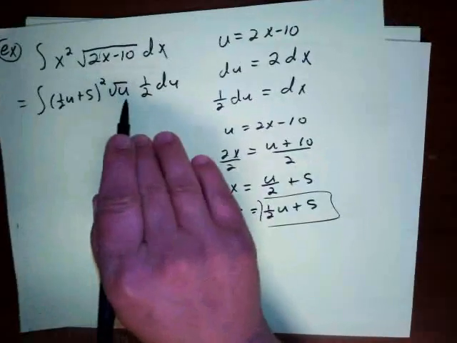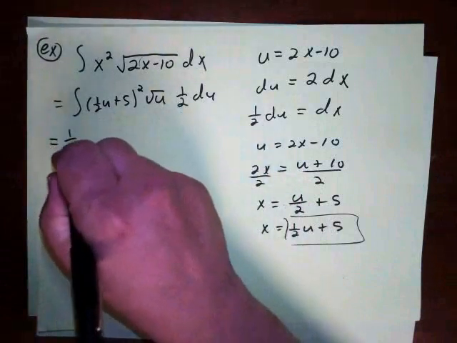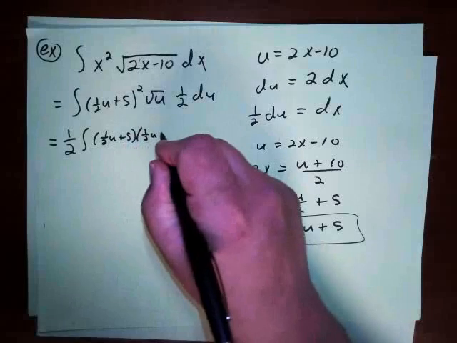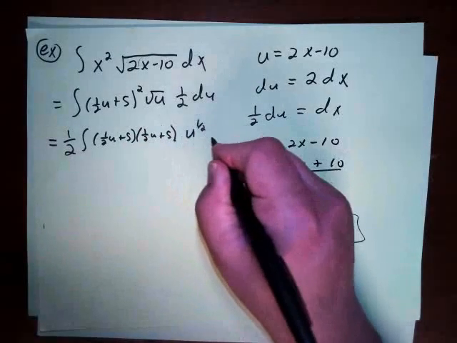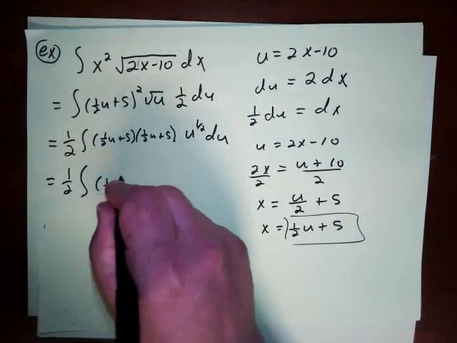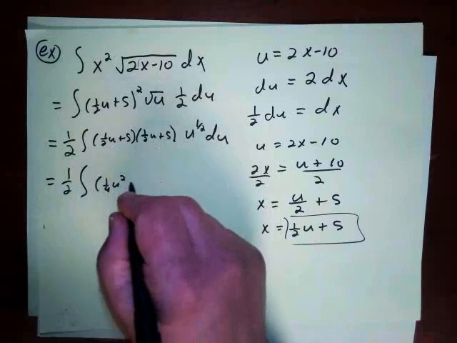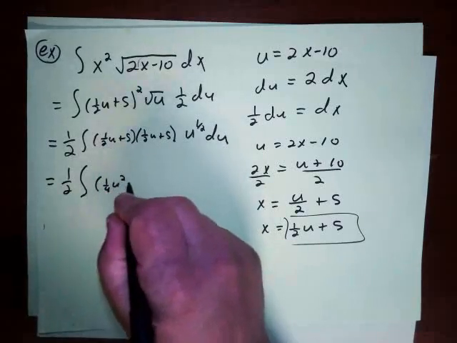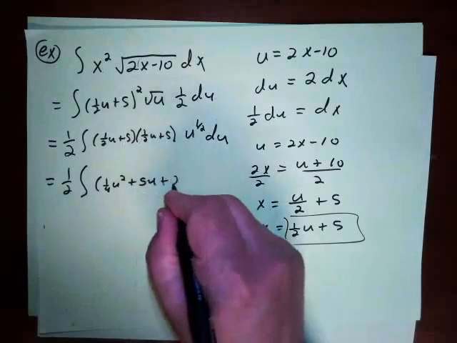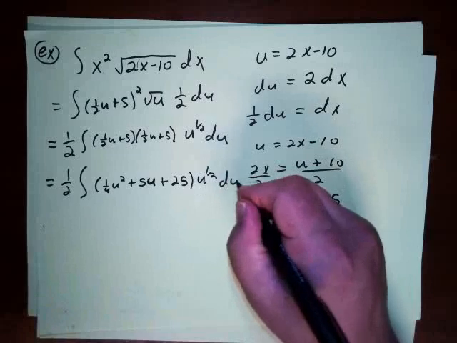Now if I FOIL this out, then I can distribute the u to the 1/2 over. So maybe what I'm going to do here is pull this 1/2 out all the way, and then rewrite this 1/2 u plus 5. This is just going to help me FOIL this, and then write this as u to the 1/2 du. And now I need to FOIL this. So this is going to be 1/4 u squared, and then this is 5/2 plus 5/2, and 5/2 plus 5/2 is 10/2, which is 5. So this will be plus 5u, and then I got plus 25. And then I got a u to the 1/2. All of this is with respect to u.